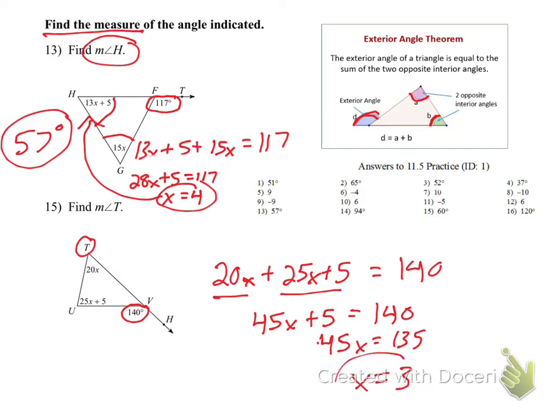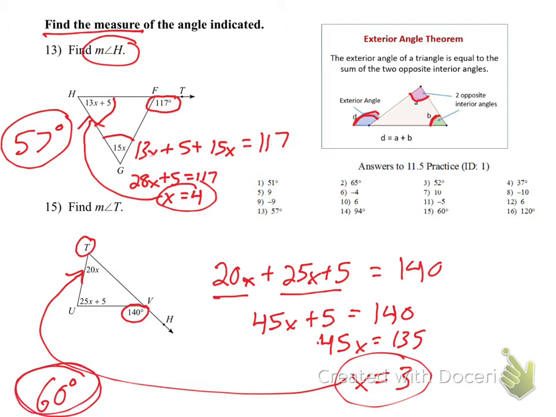So I'm going to take this and plug it in for the measure that we're looking for, which is t. That'd be 20x. 20 times 3 is 60 degrees, and that is your final answer. You could write it as measure t is equal to 60 degrees as well. And we'll check our answer, 15, 60 degrees.